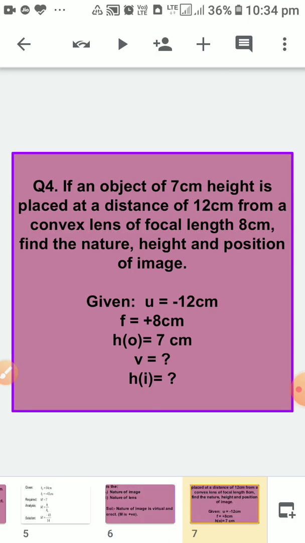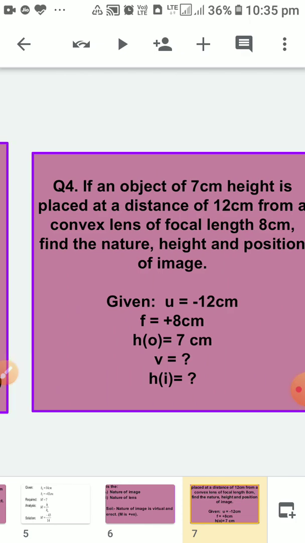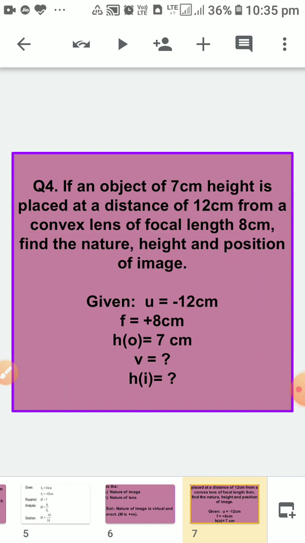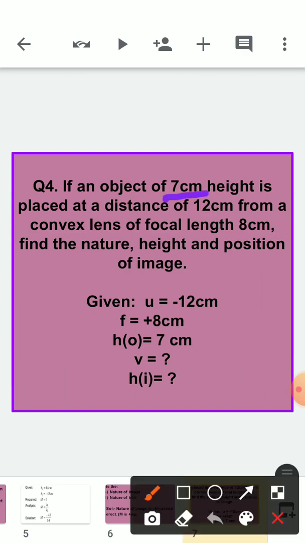Next numerical: if an object of 7 cm height is placed at a distance of 12 cm from a convex lens of focal length 8 cm, find the nature, height and position of the image. Now in this question, the given part is the object of 7 cm height. So the object height is 7 cm. So we have written here HO, that is 7 cm.